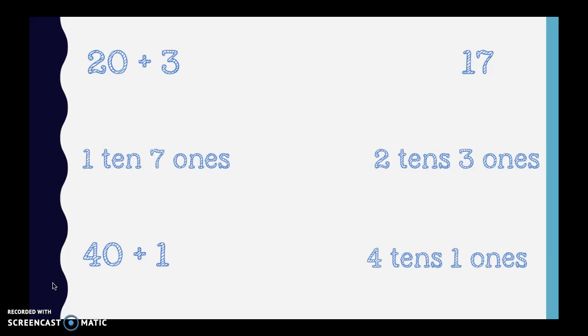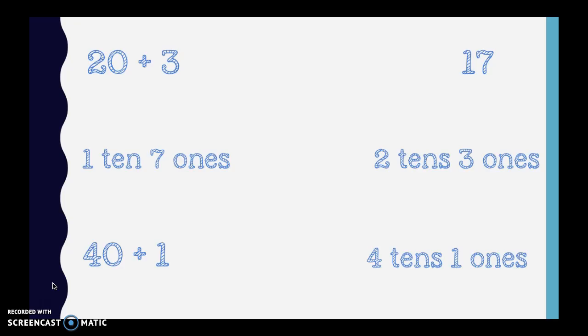All right, friend, this is what I want you to do. We're going to connect the things that match. So down one side, I see 20 plus 3, 1 ten 7 ones, 40 plus 1. And on the other side, I see 17, 2 tens 3 ones, and 4 tens 1 one. What I want you to do is look at the items on the row on the left and see what it would match on the right.